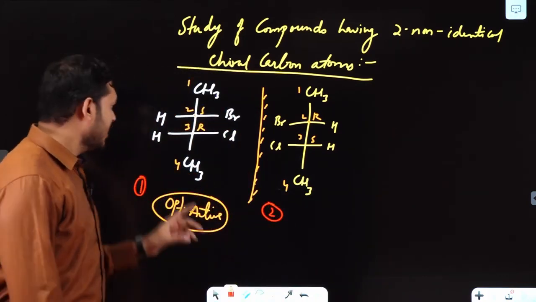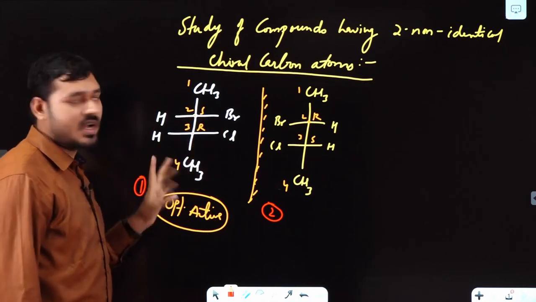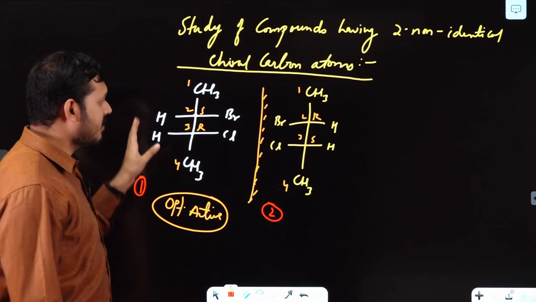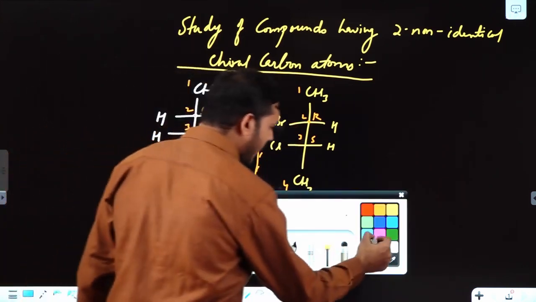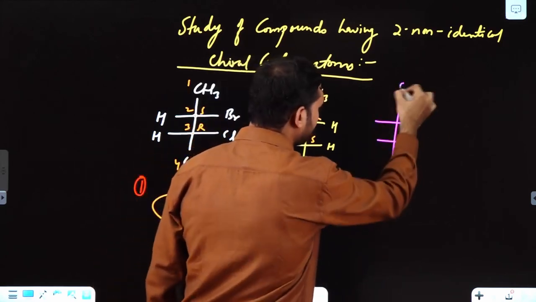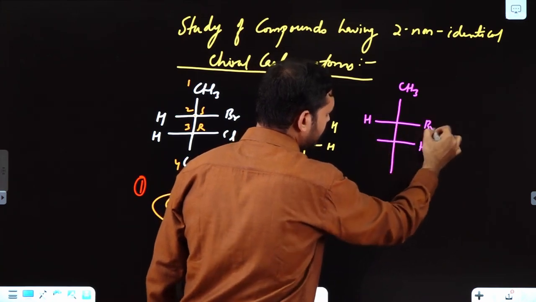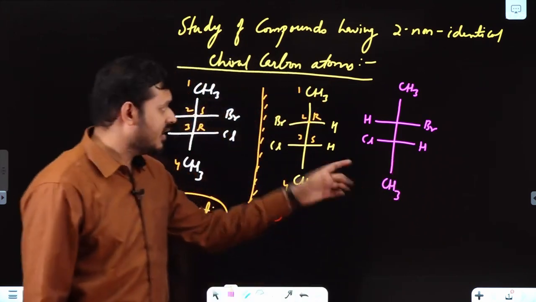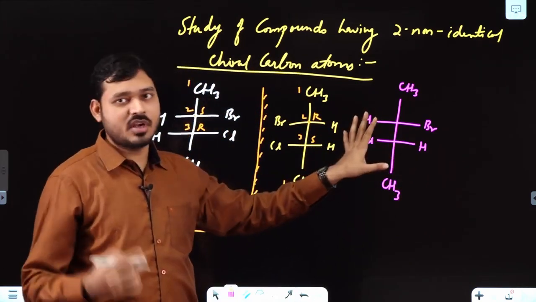What can be done? I can draw two other optical isomers of this compound. How? Here I have kept both the hydrogens on the same side. So by mirror image it is also having the same sides. The two other possibilities include, now if I draw this one, then here hydrogen and hydrogen are on opposite sides. So this is also an optical isomer.